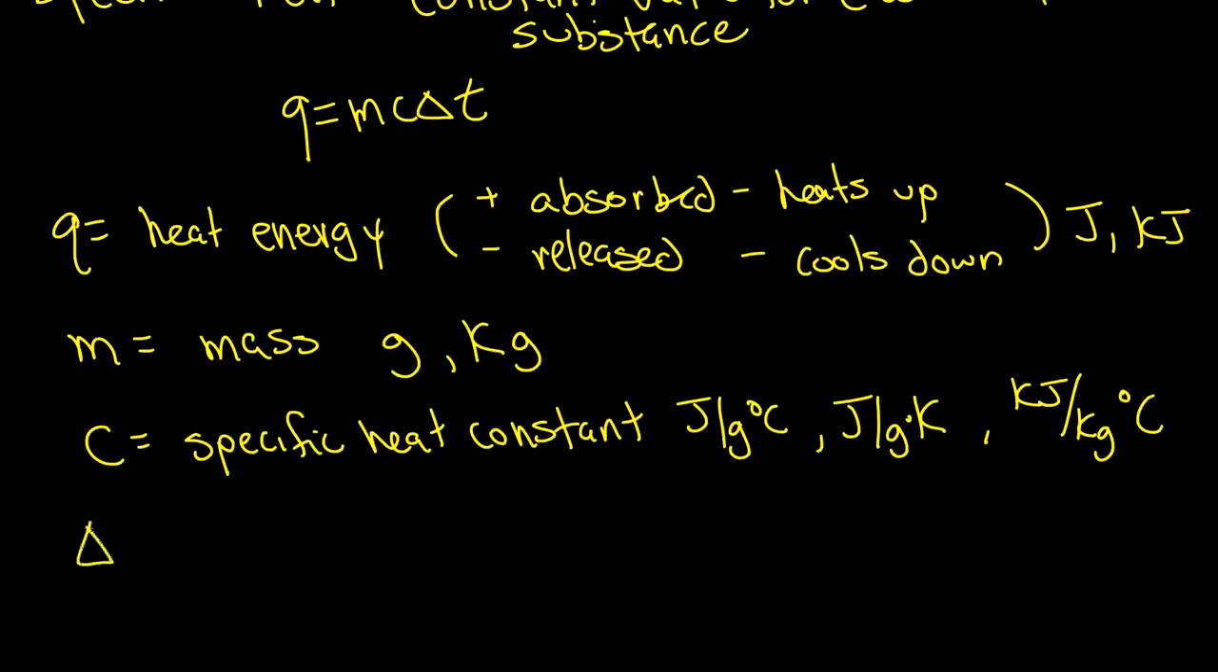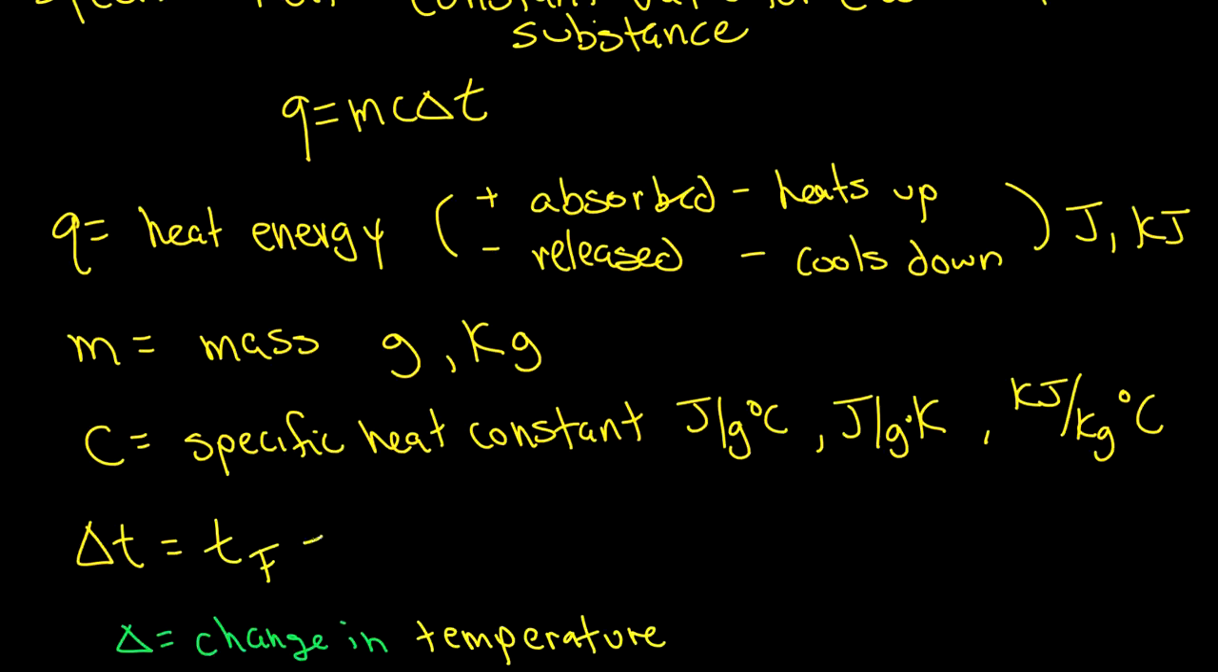And then lastly, we've got delta T. Now there are two parts to this one. Delta means change in. So a little subnote at the bottom: delta means change in. So in this case, it means change in temperature. Well, how do we find the change in temperature? That's easy. You take the final temperature and you subtract the initial temperature, or the starting temperature. When you subtract the initial from the final temperature, that gives you the change in temperature.